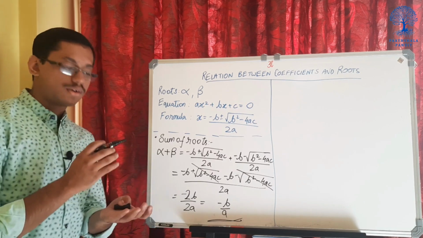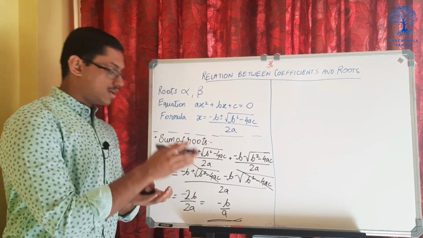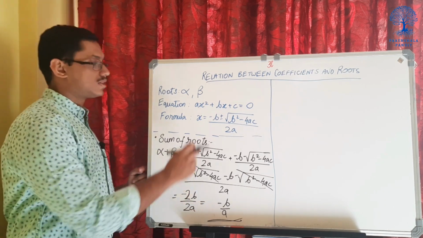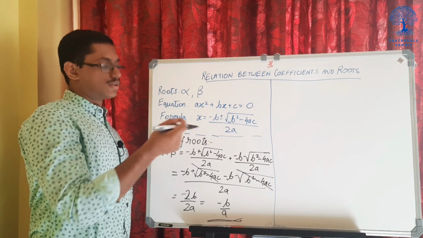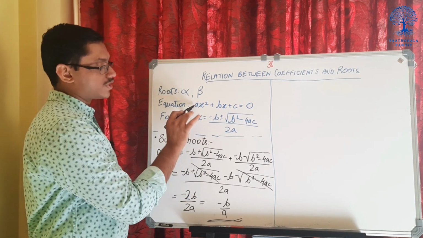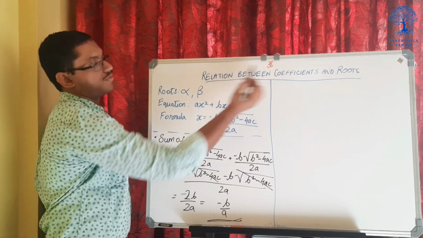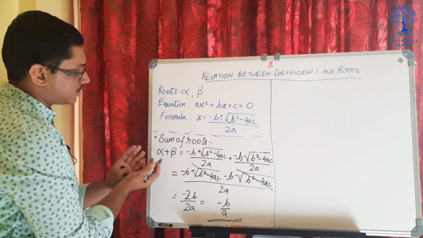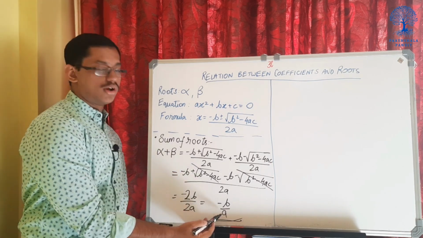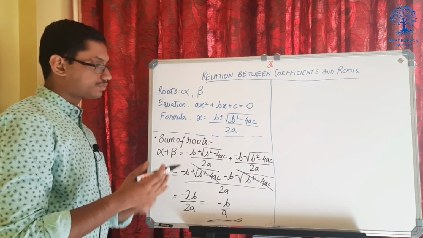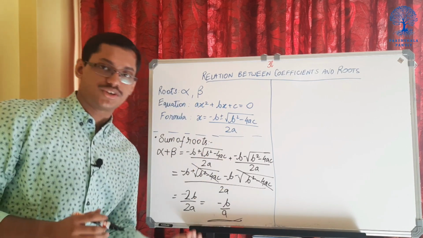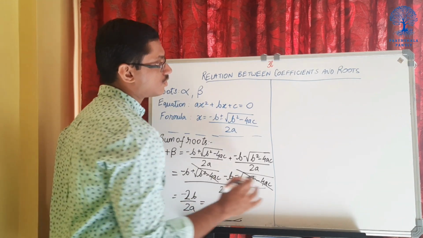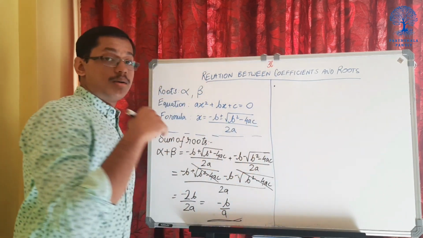So if someone asks, or if the question says find the sum of roots, you will be directly doing this, minus b by a. Just take out the coefficients. These are known as coefficients, a, b, c. Hence it is coefficient, and these are roots. So the relation between the roots is this. You sum the roots, you get this kind of coefficient. You multiply the roots, then you will get another type of coefficients, and I will show you how. Okay, so sum of roots you got. Now let's see the product of roots.